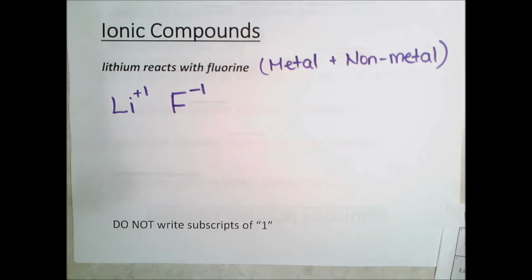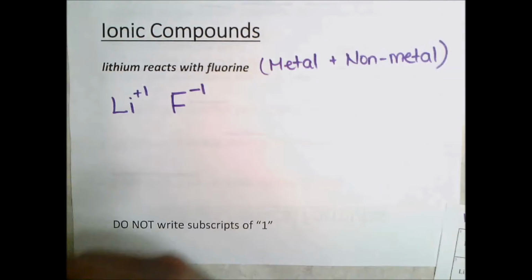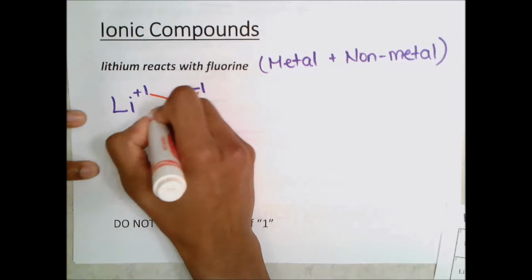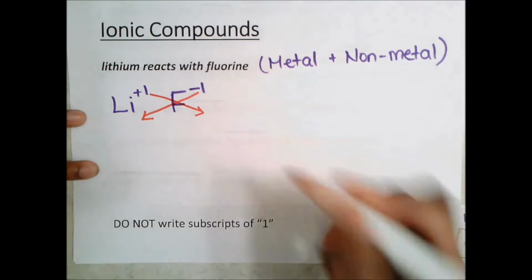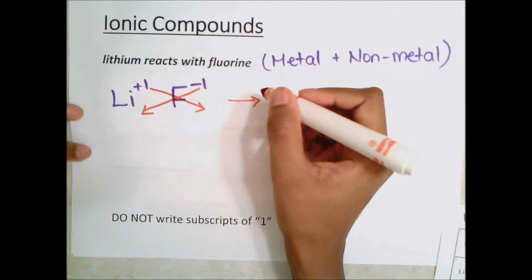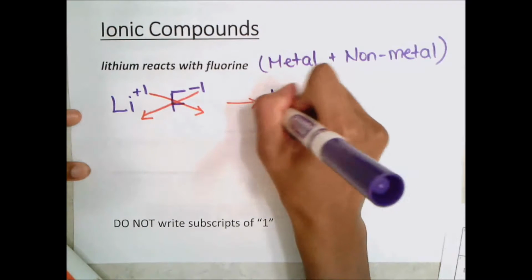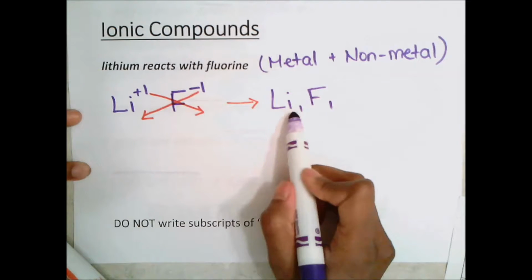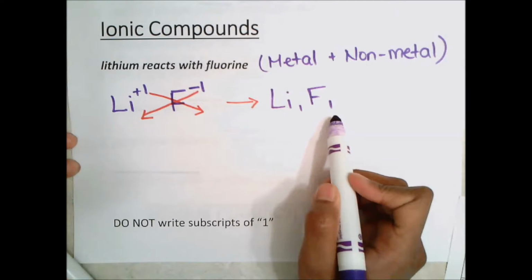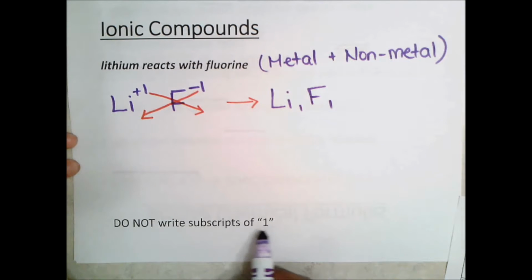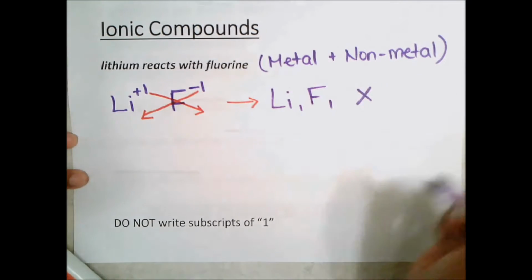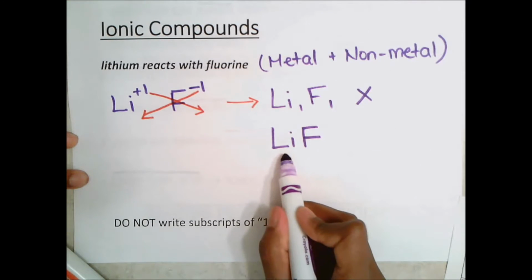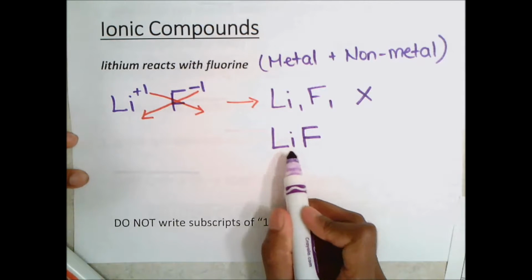What you're going to do next is crisscross your charges. This one is going to come over here, and this one is going to come over here. So our new formula is going to look something like this: lithium 1 and fluorine 1. We ignore the signs. The only problem is, whenever you crisscross, we don't write subscripts of 1, so this is actually incorrect. What you should write is Li and F. By writing the symbol, we are indicating that there's already one of them.